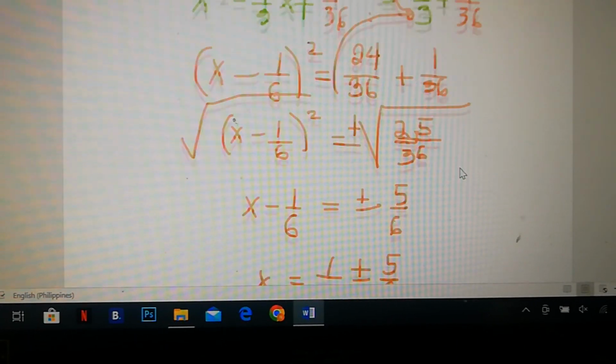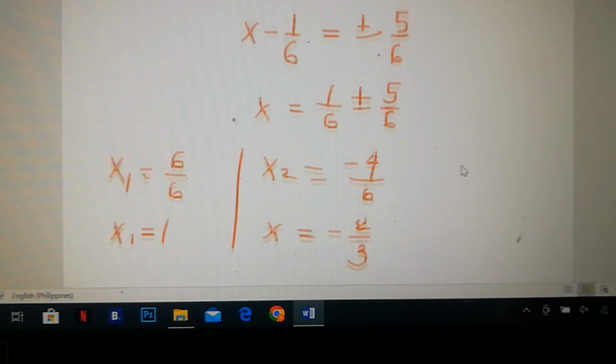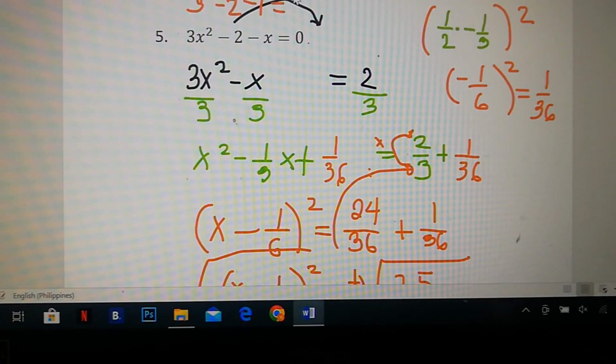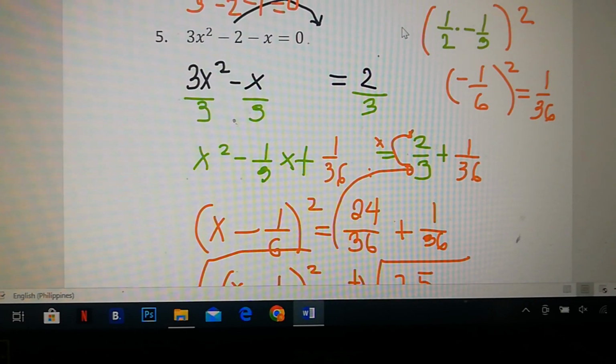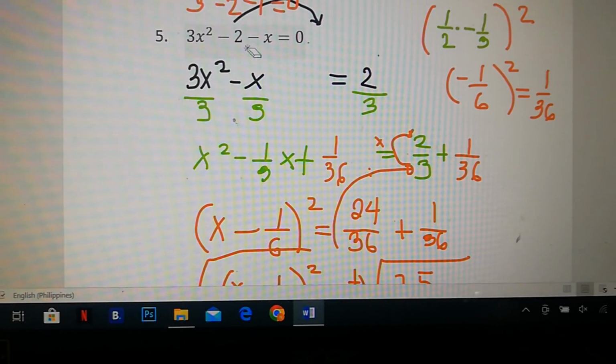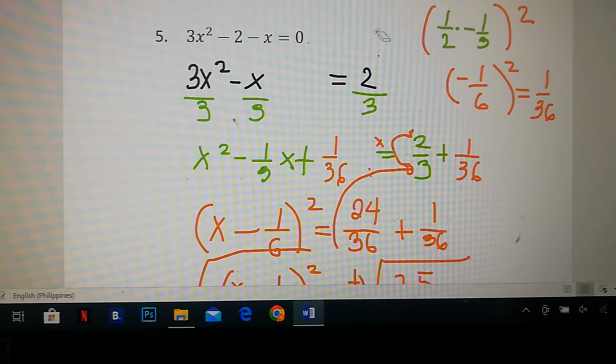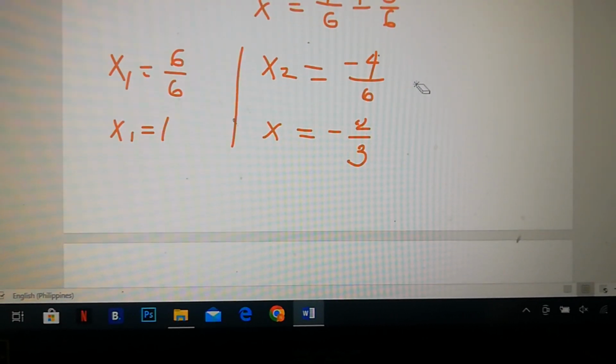If x is equal to 1, let's check. 3 minus 2 minus 1 equal to 0. Okay, so therefore our answer is correct. X is equal to 1 and x equal to negative 2/3.